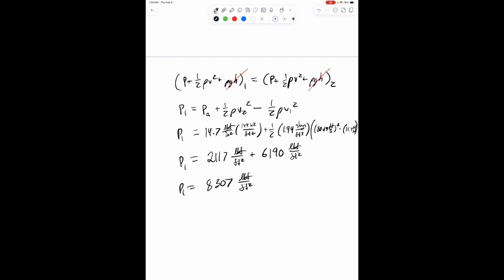So this is the case of using Bernoulli's equation to solve for pressure. Usually we want to cancel out pressure, but sometimes we've got to solve for pressure. Any questions? Okay. If not, let's jump to the last problem and we're done.